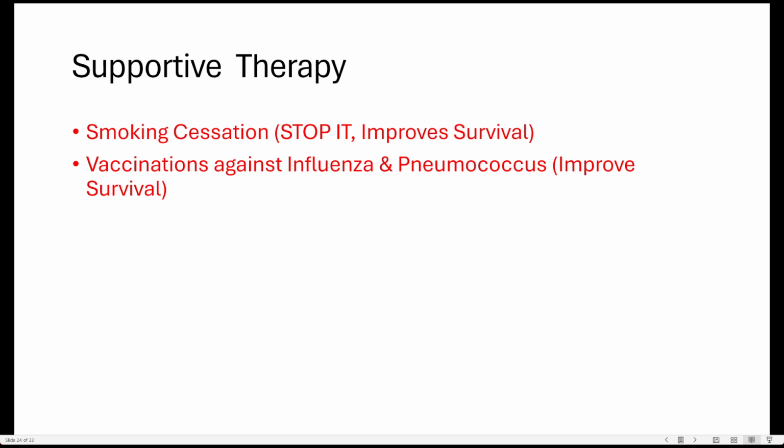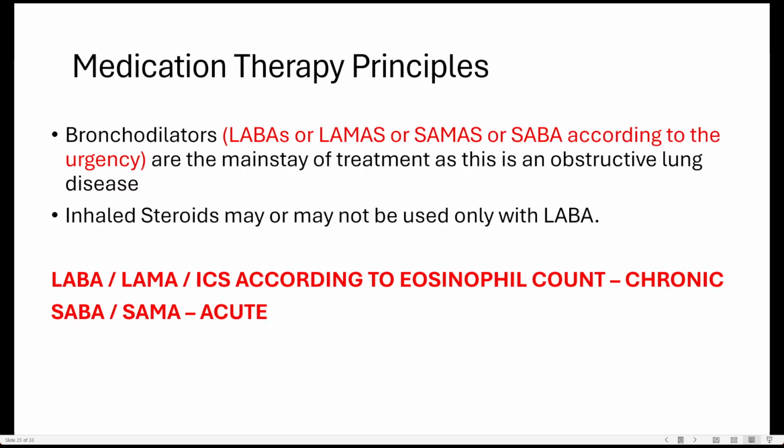Which of the following improved the survival rate of patients with COPD? Smoking cessation, vaccination, and the third point is oxygen therapy, which we will come to shortly. Besides supportive therapy, you have medication therapy. What is the key principle to know? You need to know that bronchodilators are the mainstay of treatment in COPD. Why?